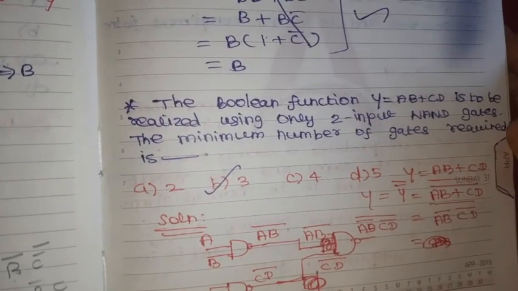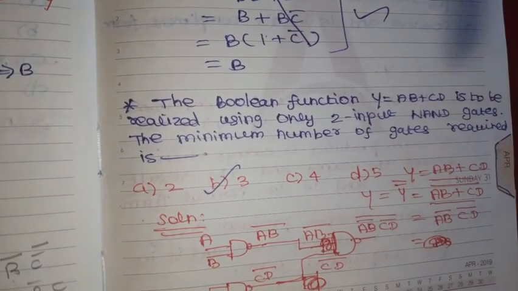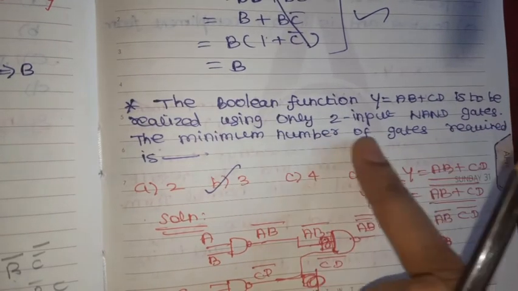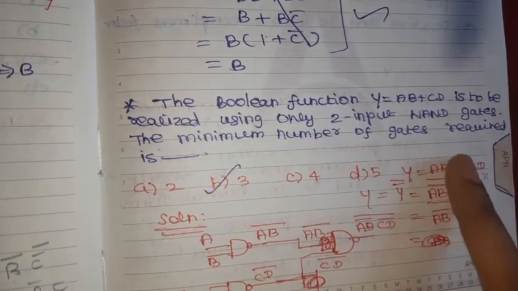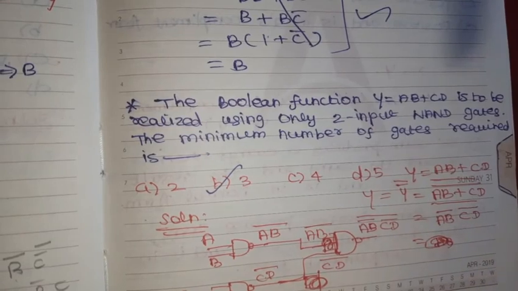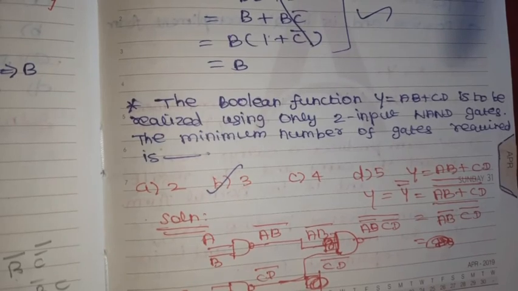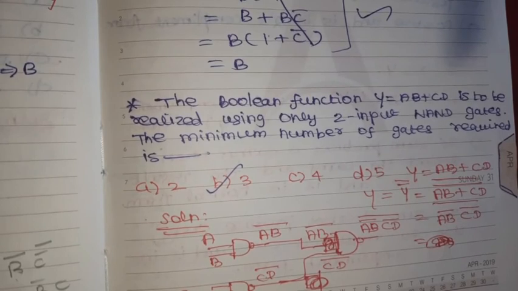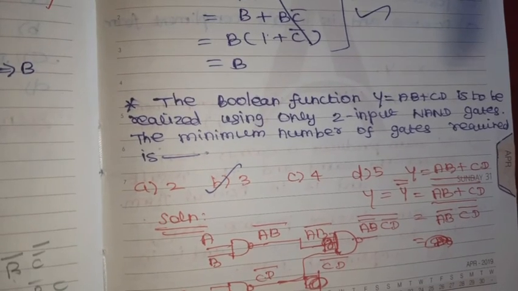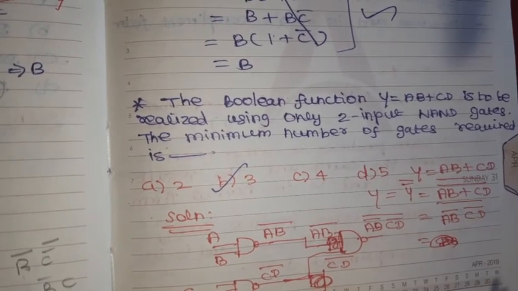Then the Boolean function y equal to AB plus CD is to be realized using 2 input NAND gates. The minimum number of NAND gates required. So see, in digital electronics there will be one question for you: how many 2 input NAND gates are required to realize any given logical function. So we will be able to solve this type of problem.